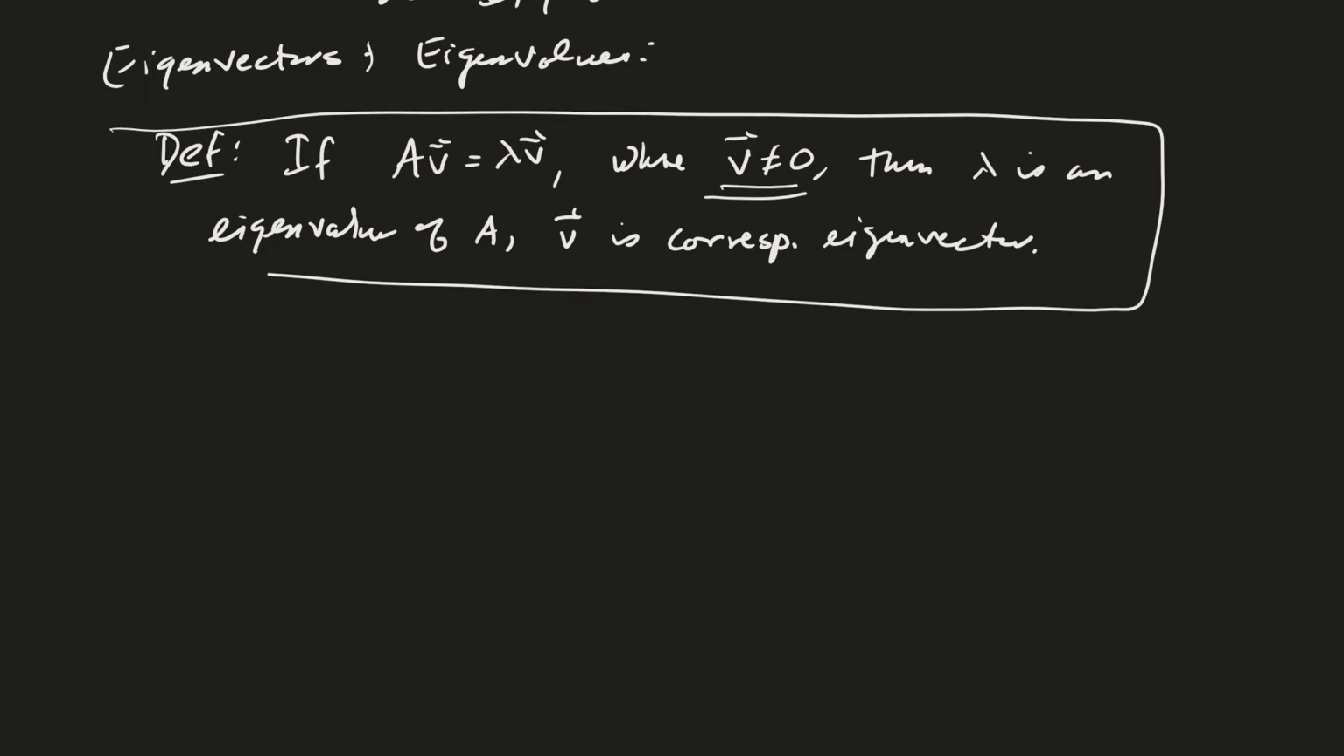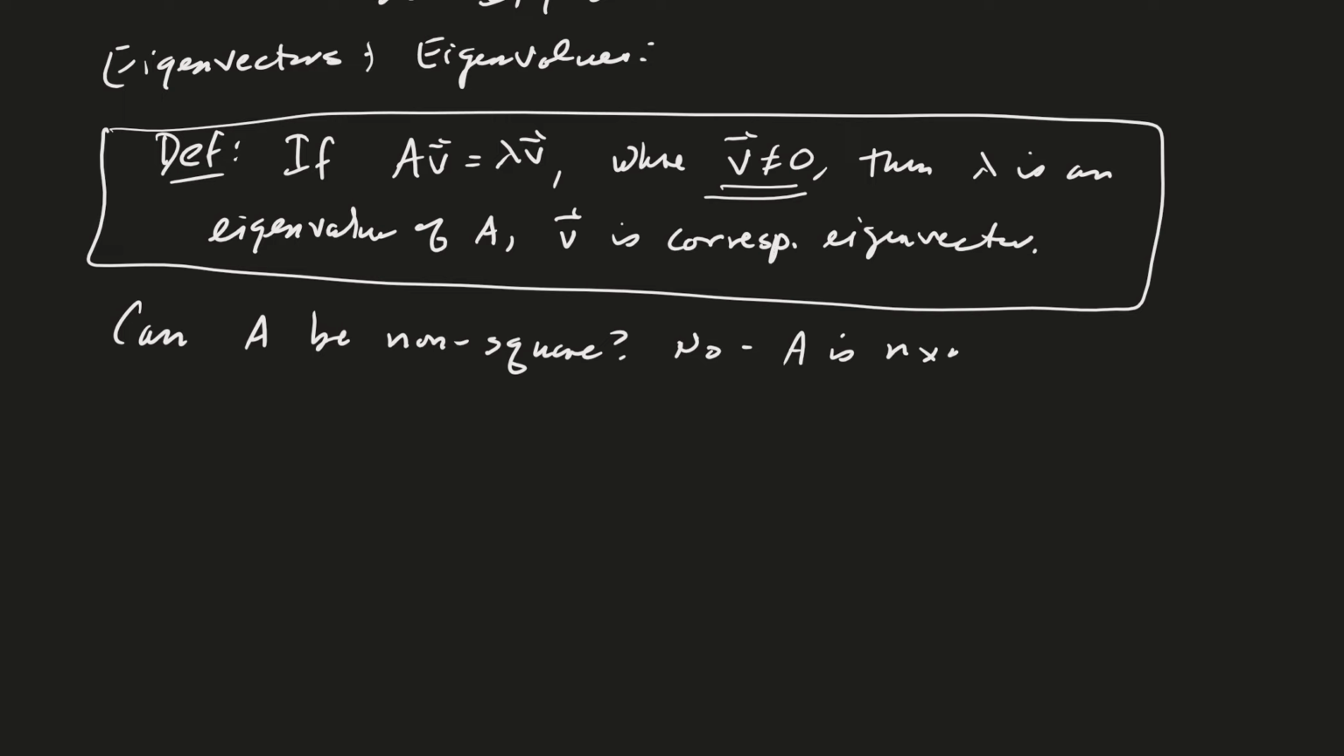And also, let's see if we can ask one question. Can A be a non-square matrix? No, because your input and your output have the same dimension, right? So in this case, A is n by n.